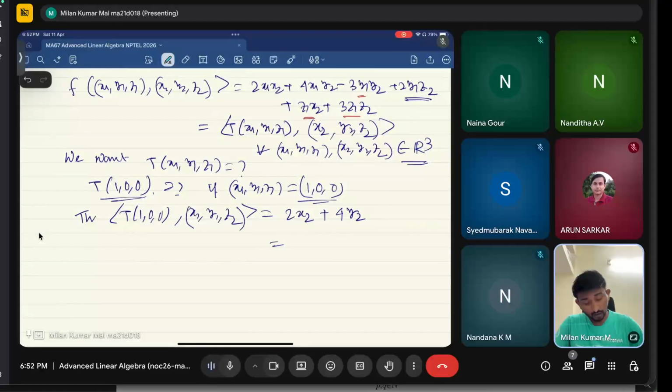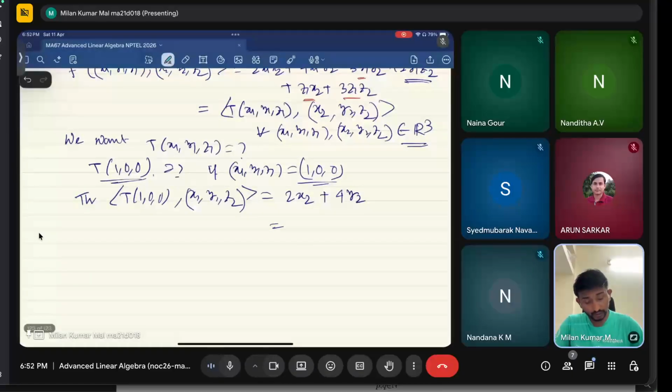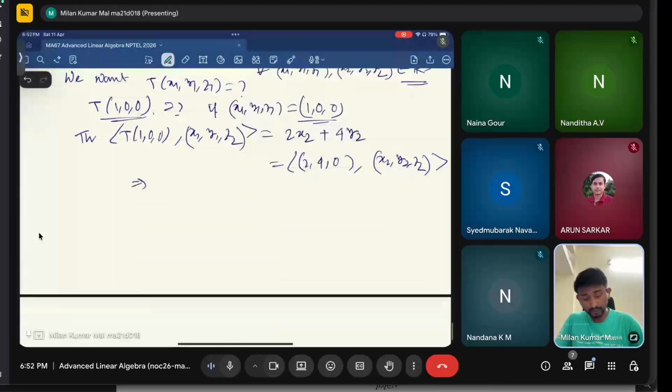Now if I want to make it an inner product, we can easily write (2, 4, 0) inner product with (x2, y2, z2). This is true for every (x2, y2, z2), and that gives me that T of (1, 0, 0) is equal to (2, 4, 0).